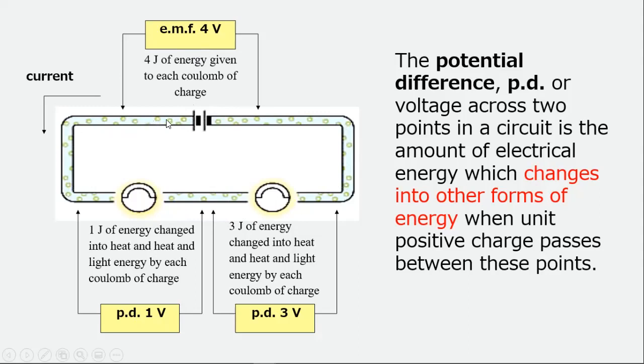So from the current that has been passed, the energy is being carried by the current going to the load. So 1 joule has been changed and it consumed 1 volt. And then 3 volts have been consumed again by the other load.